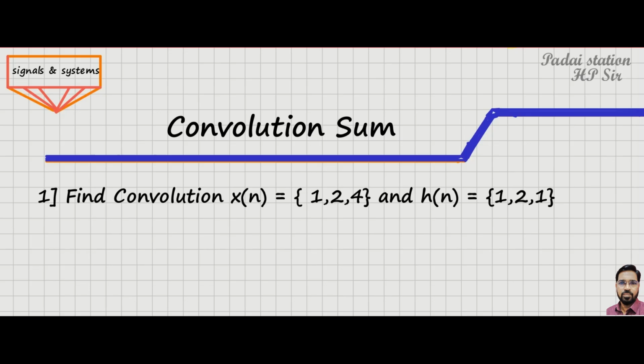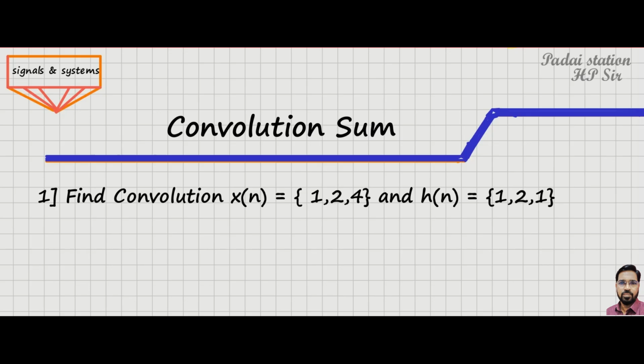Hello, we are studying signals and systems, and today's topic is convolution sum. We are going to solve one example on convolution of two discrete time sequences. One is input x of n: 1, 2, 4 and h of n: 1, 2, 1. After watching this video, you will be able to solve any example on discrete time convolution.